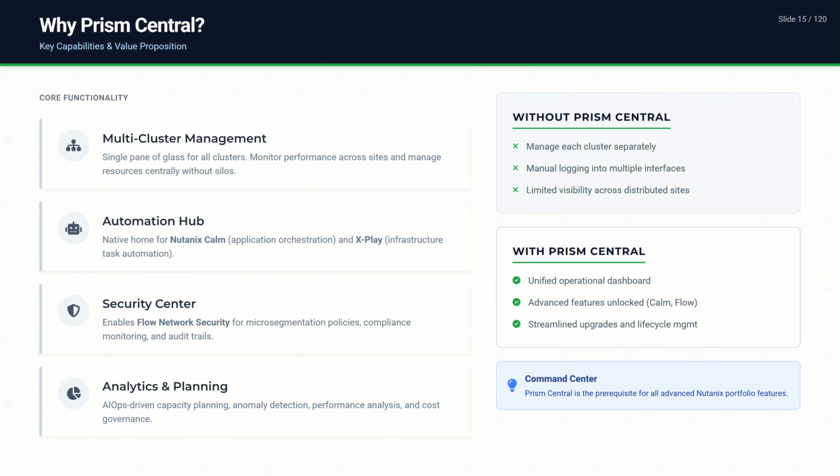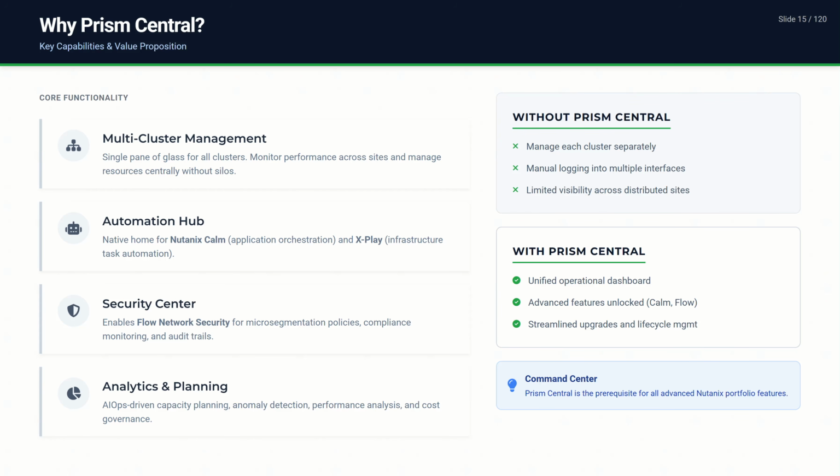Next, we have the Automation Hub. This is the native home for two critical tools, Nutanix Calm and Xplay. Calm handles application orchestration. Think of it as your blueprint engine for deploying complex multi-tier applications consistently and at scale. Xplay handles infrastructure task automation, automating routine operational tasks, responding to events, and reducing manual work. So without Prism Central, you simply cannot use these advanced automation capabilities.